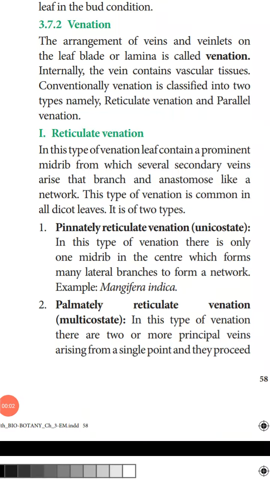Okay children, in this video we are going to study about venation and phyllotaxy. First let's understand what is venation. The arrangement of the veins and veinlets in a leaf blade or a lamina is called venation.